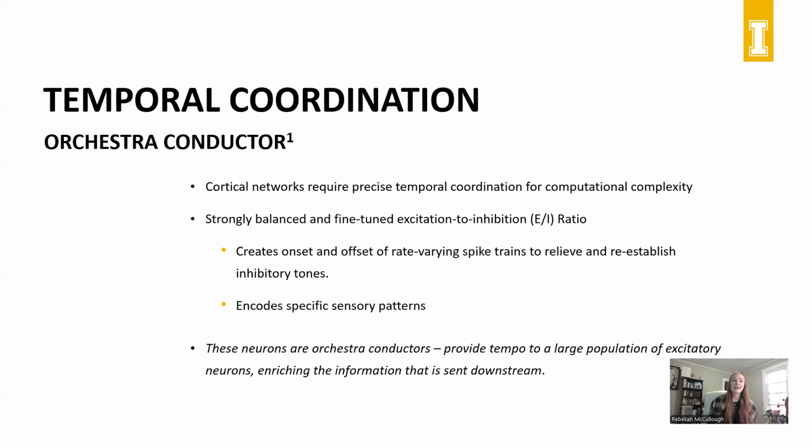So you have the onset and the offset, which have rate-varying spike trains that will relieve and then reestablish some of those inhibitory tones, and then that creates a very specific pattern. So essentially, both that excitation and inhibition are key components to this, and you need both in order to have very specific patterns. And that's where that orchestra conductor comes in, ebbing and flowing.